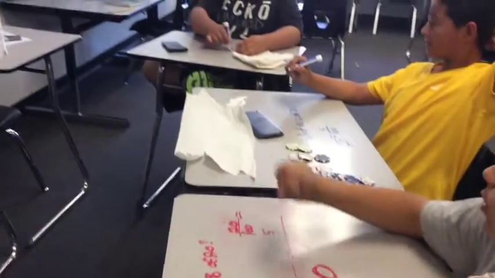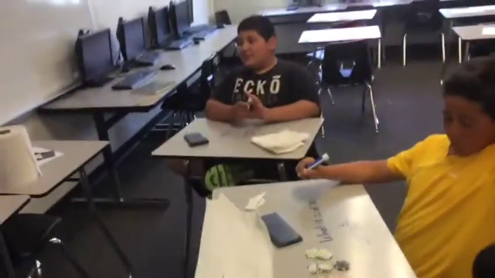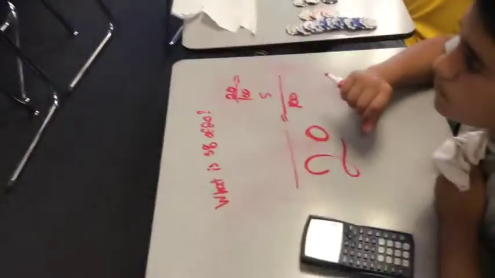What would it be for you, John? 30 goes on the top. Oh, it was 30. And 100 on the bottom. Anytime you see this sign, you're doing a fraction that's over 100, okay?